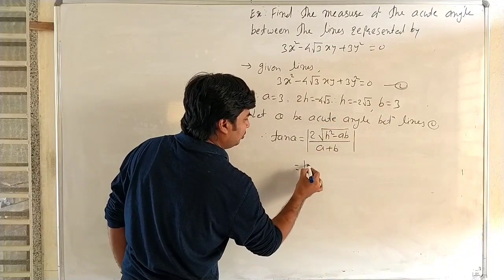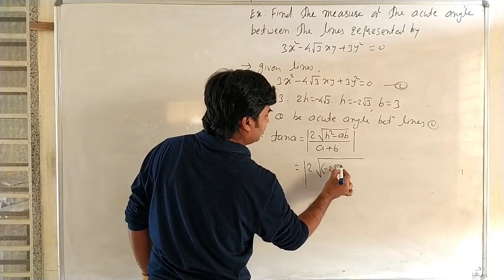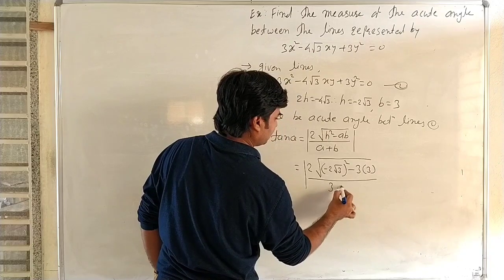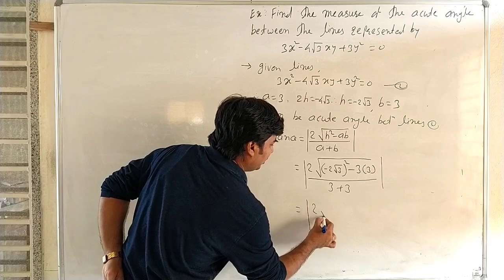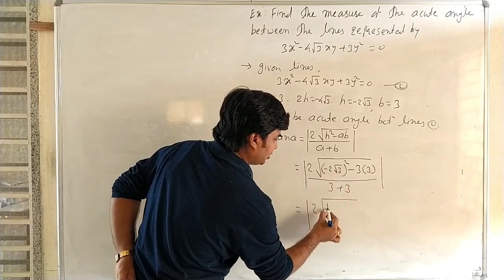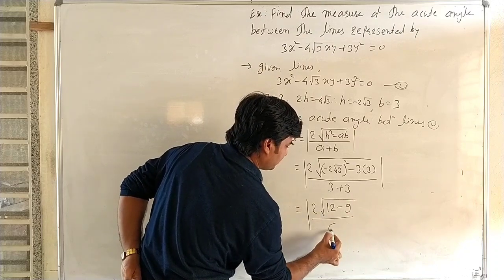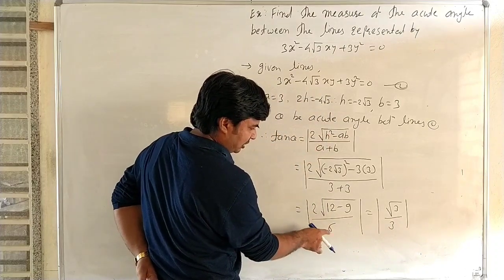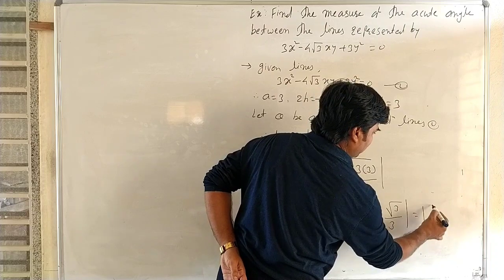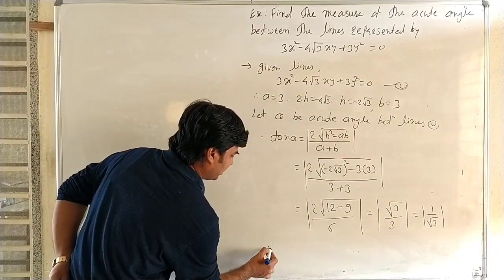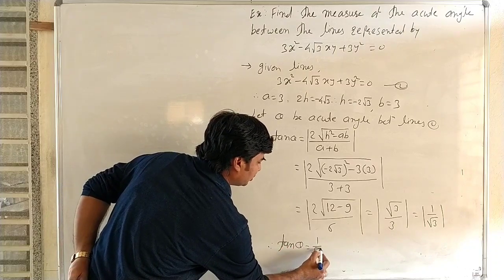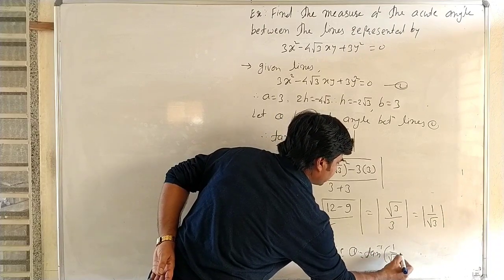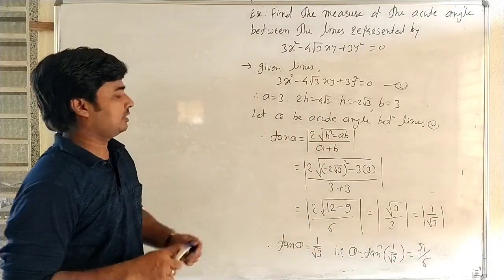Put the values in the formula, it is 2 into under root of, here calculate, minus 2 under root 3 whole square minus a into b, upon a plus b. Okay, now take the calculation, 2 into under root of, it is 4 into 3, it is 12 minus 9 and upon 6. Then it is under root 3 upon 3. Here 2 into 3 upon 6 it is 3, and 12 minus 9 it is 3, and therefore it is 1 by under root 3, and therefore tan theta is equal to 1 by under root 3. That is, theta is equal to tan inverse of 1 by under root 3, means pi by 6. It is the angle, okay, pi by 6. Now, next.